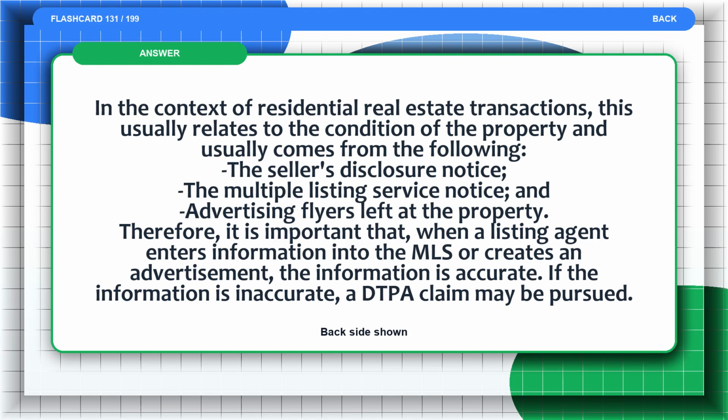The answer is, in the context of residential real estate transactions, this usually relates to the condition of the property and usually comes from the following: the seller's disclosure notice, the multiple listing service notice, and advertising flyers left at the property. Therefore, it is important that, when a listing agent enters information into the MLS or creates an advertisement, the information is accurate. If the information is inaccurate, a DTPA claim may be pursued.